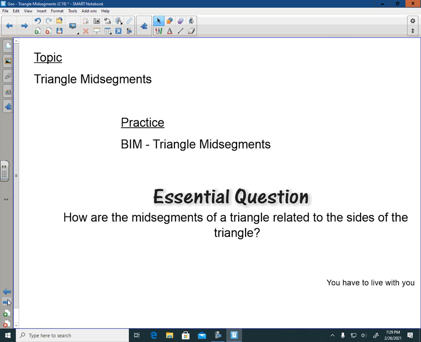All right, guys, a little bit about triangle midsegments. Your assignment is on Big Ideas Math. The topic, triangle midsegments, and the essential question, how are the midsegments of a triangle related to the sides? Well, now we know, because the midsegment is parallel to the third side, and it is half the length of the third side.